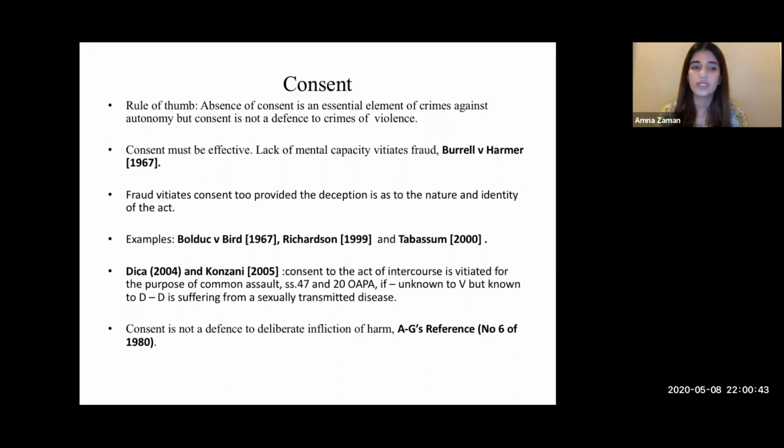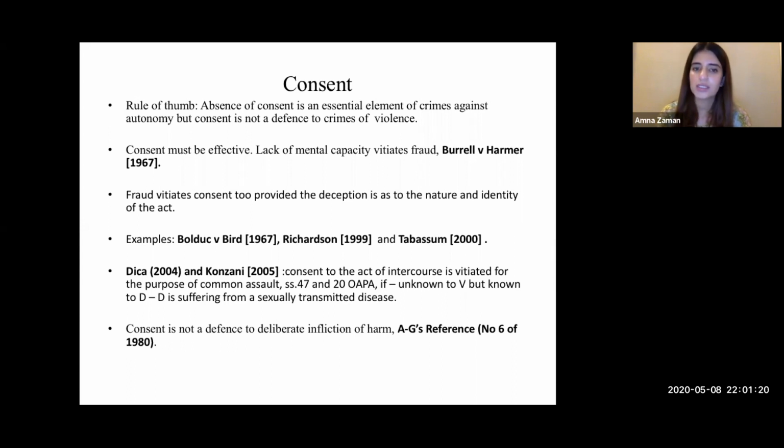If the consent is secured with fraud, fraud would vitiate consent, provided the fraud is as to the nature and identity of the act. Nature of the act and identity of the person. Examples on the matter are Bodek against Bird and Richardson. In both the cases, the defendants were not convicted because the deception was not as to the nature or identity of the act. It was rather the quality of the act.